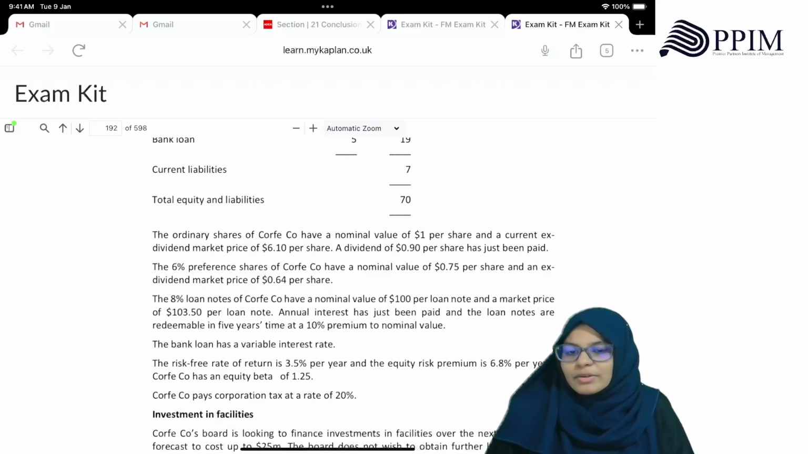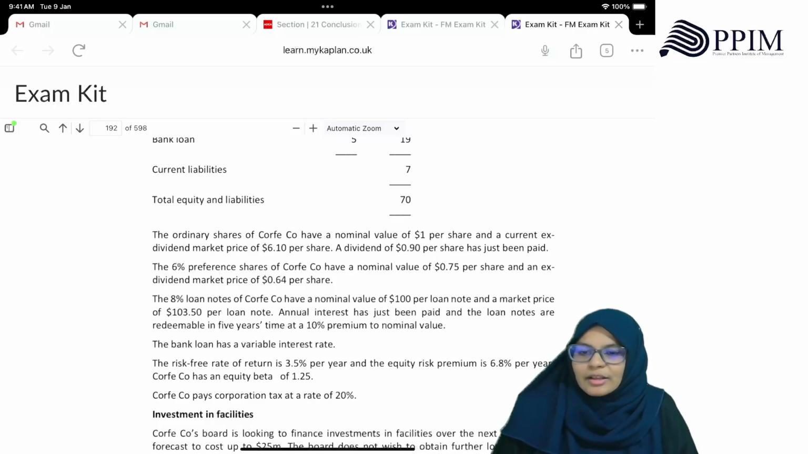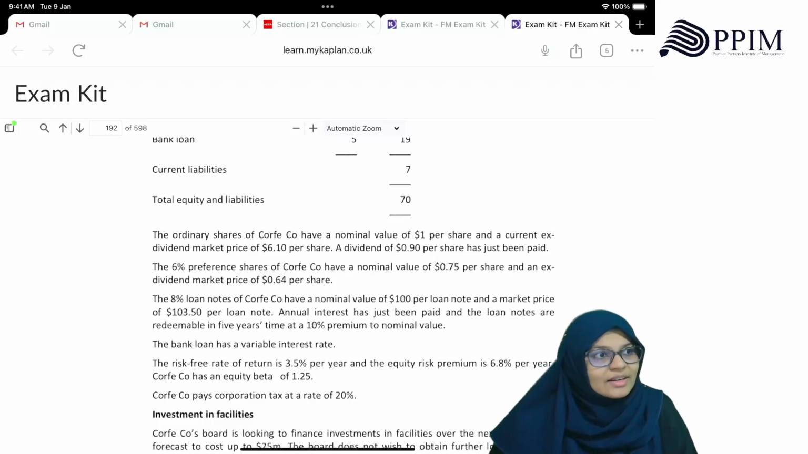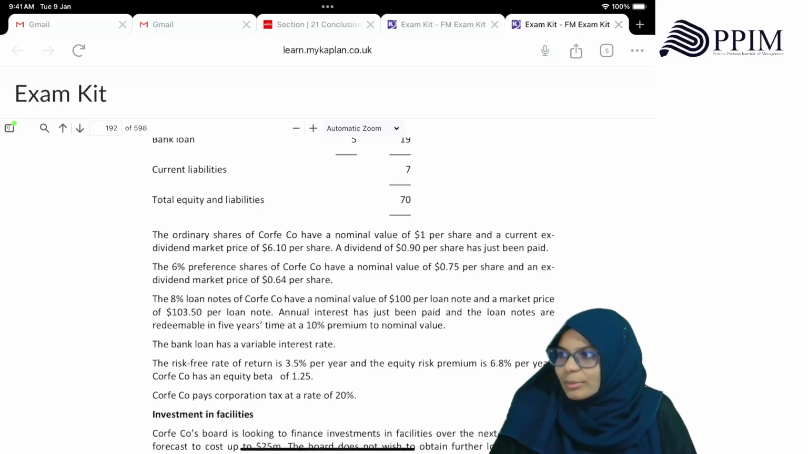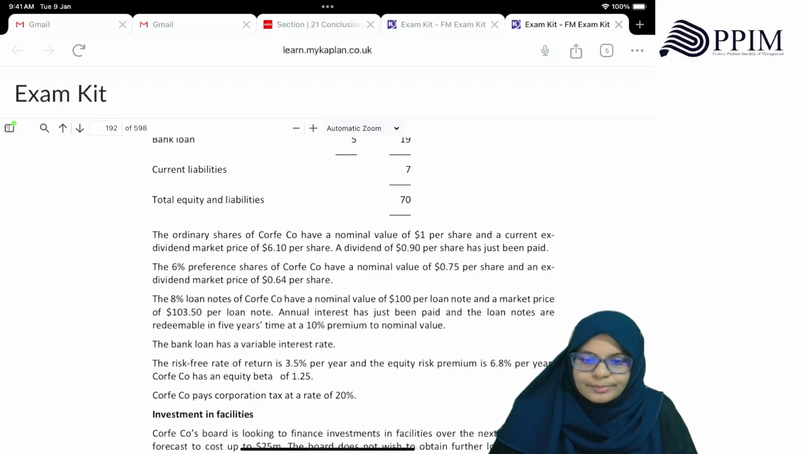So what do we know about these loan notes? As always, the loan note has a nominal value of 100. Most of the time that is only the case. Even if they don't mention that, we can assume that. Okay. Then we know that the market price is now 103.5. Then they are telling me that it is redeemable loan notes. And when are we going to redeem? In 5 years' time. How much can we redeem for? At a 10% premium. Okay, so that's all they have told me about the loan notes.